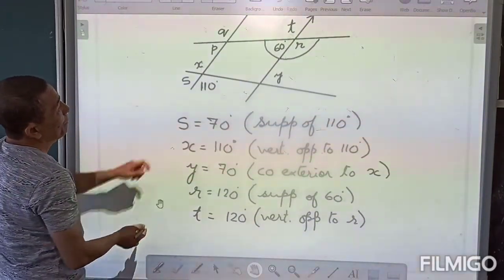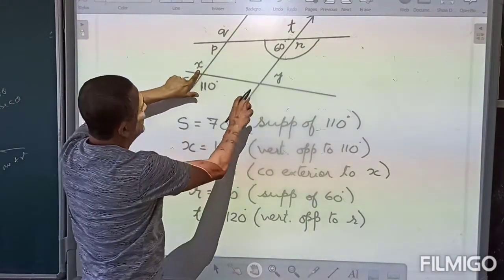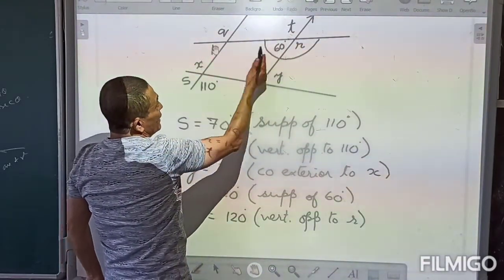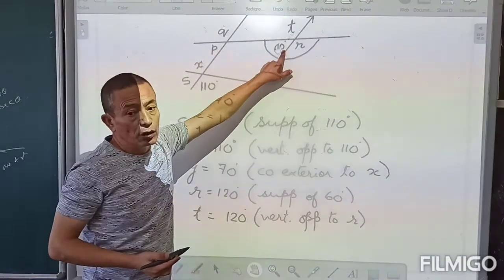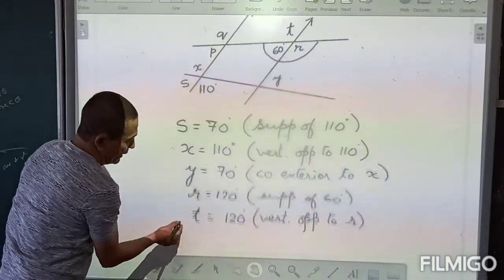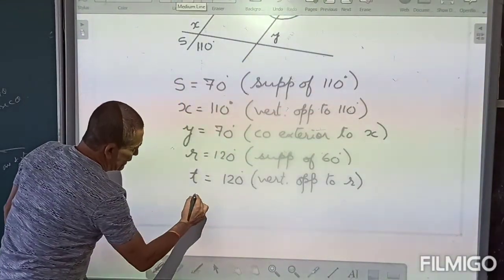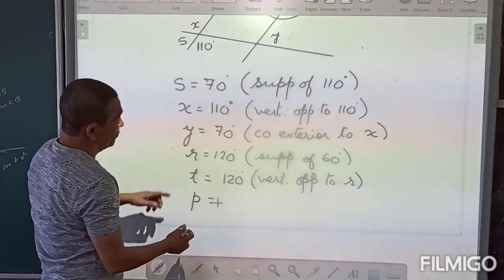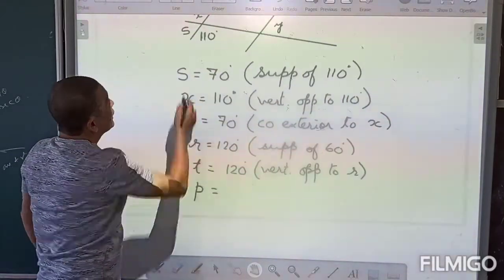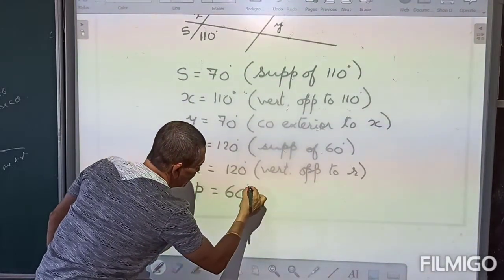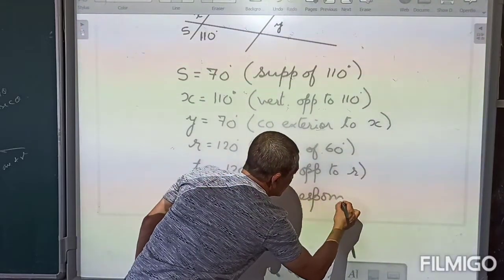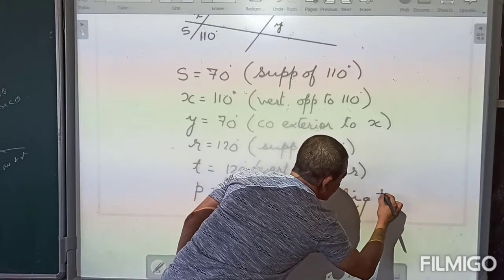Now let's look at P. If you look at P, these two are parallel lines and this is the transversal. If I compare P and 60 degrees, they are corresponding angles and corresponding angles are equal. So I can say that P was equal to, this is 60. So P will also be 60 degrees. So P is 60 degrees, corresponding to 60 degrees.